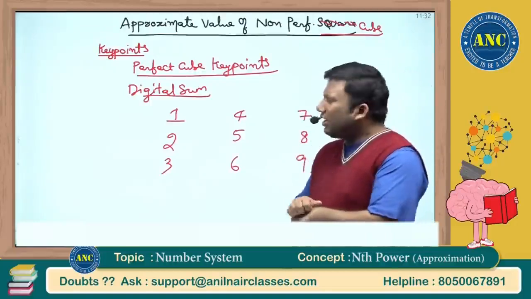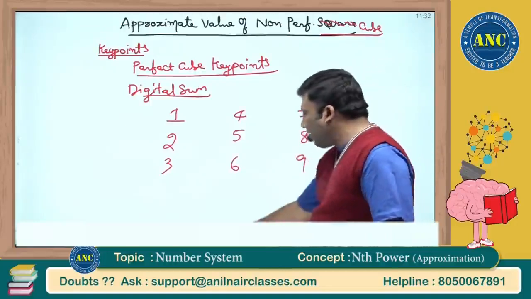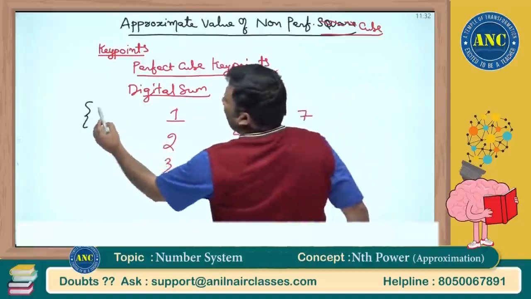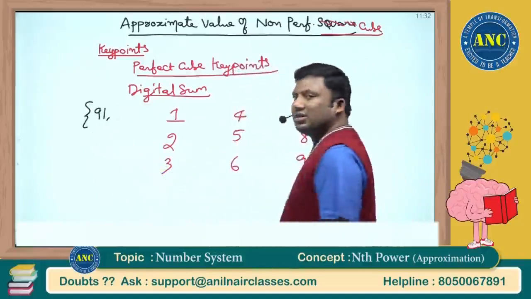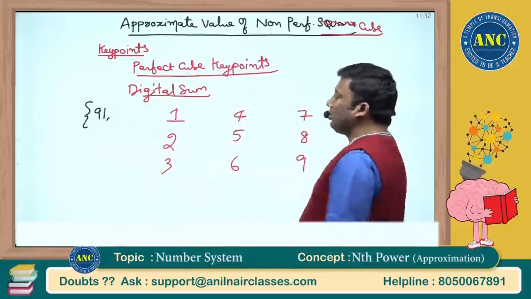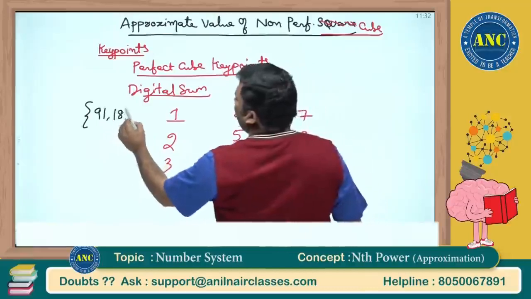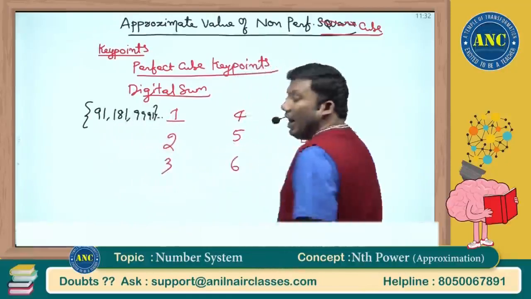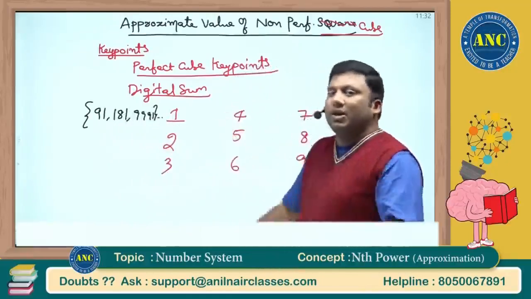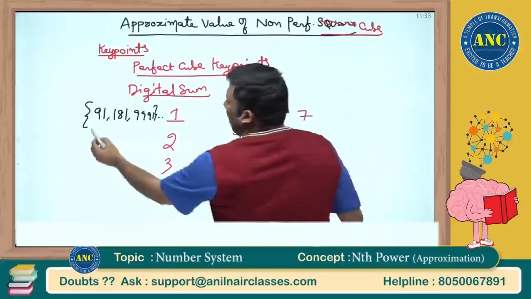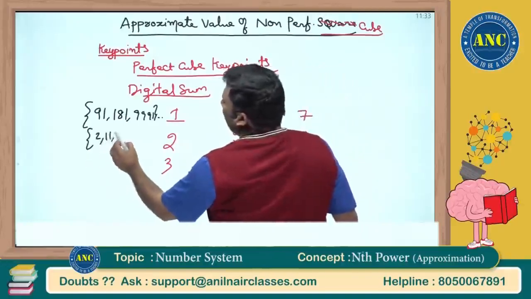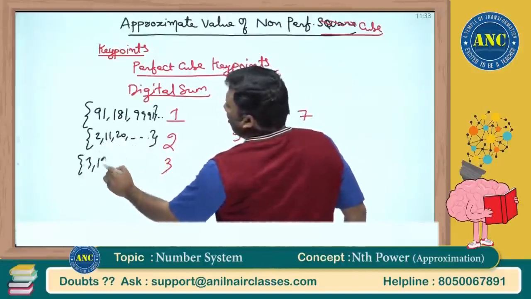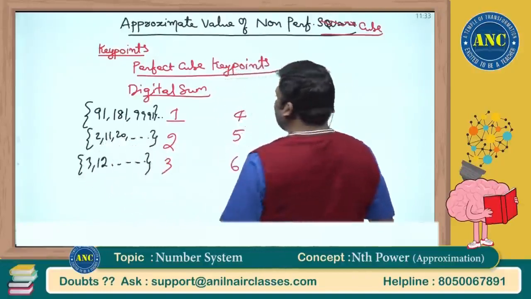What is a very important key point with respect to perfect cubes? Now see here. 91, if I take it, what is the sum of the digits? 9 plus 1 is 10, and 10 is nothing but 1. 181, digital sum is 1. 991, digital sum is 1. I am taking the set of all numbers whose digital sum is 1, the set whose digital sum is 2, and the set whose digital sum is 3.